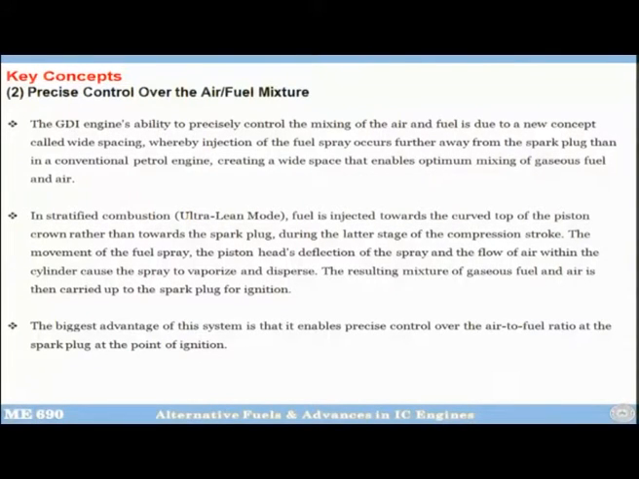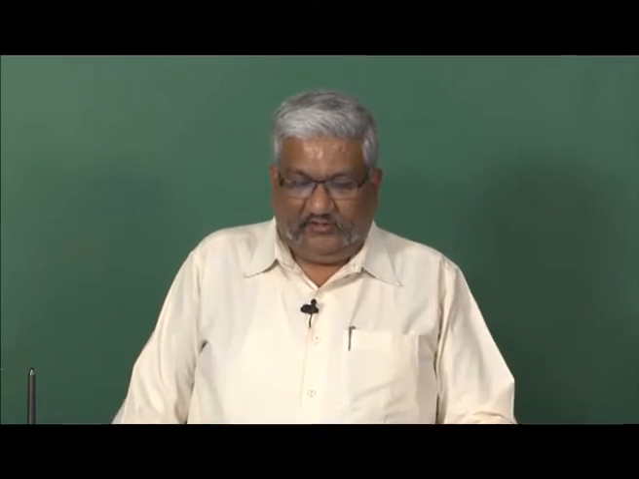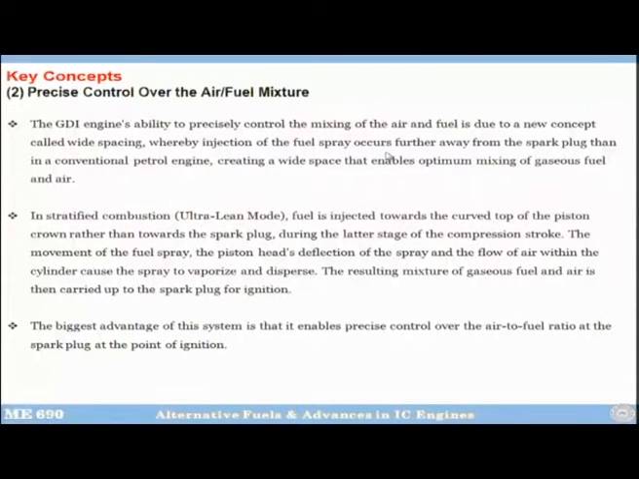In a GDI engine, you have a spark plug here and you have an injector here. So the fuel actually has to travel a longer distance. Although they are physically close, they are actually quite distant because the fuel has to travel a much longer distance. This is called wide spacing. Okay. So you can read this again, whereby injection of the fuel spray occurs further away from the spark plug than in a conventional engine, creating a wide space, and once you create a wide space, that enables optimum mixing of the gaseous fuel and air.